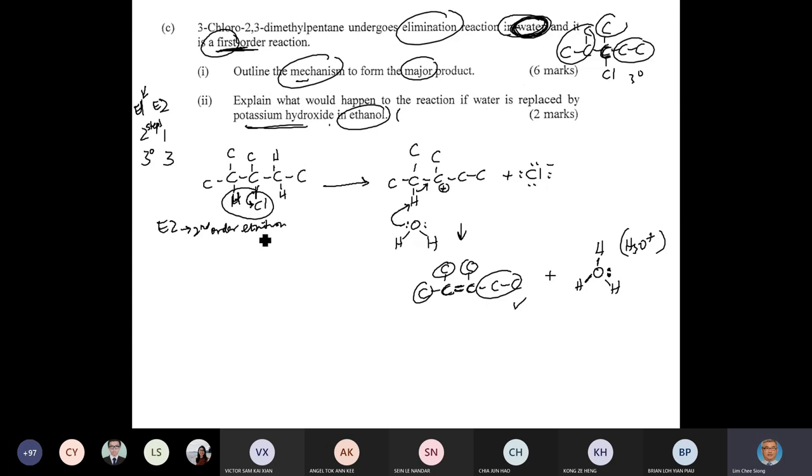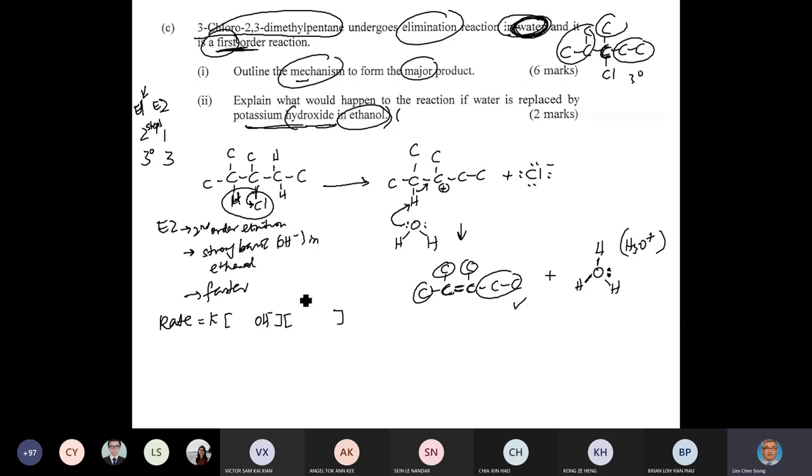Get it? Okay, then furthermore, this gives you a very, very strong base, which is OH negative in ethanol. So that's why E2 is going to be applied and even faster, because they apply second order. And let's say you want to write the rate equation: rate equals k, potassium hydroxide, followed by the reaction, that means the product is going to be removed. Okay, you can copy the whole name here.